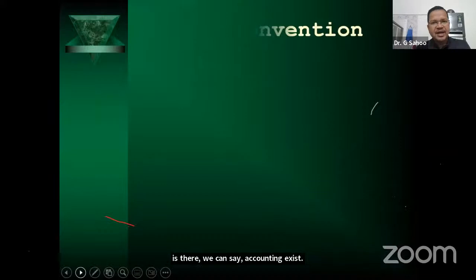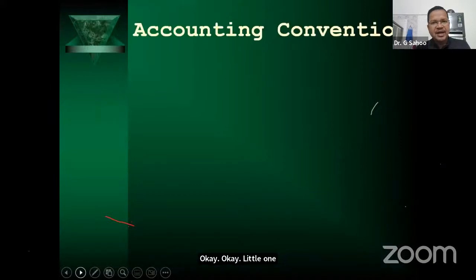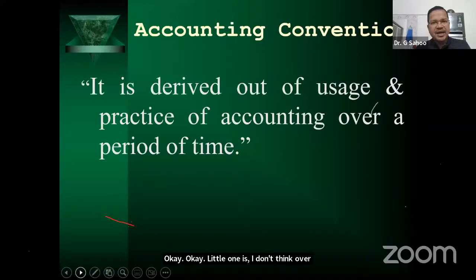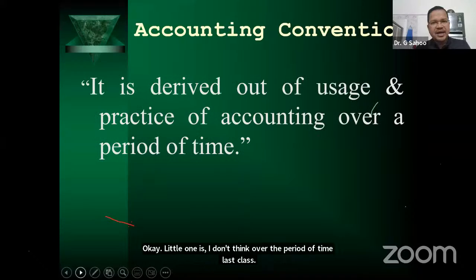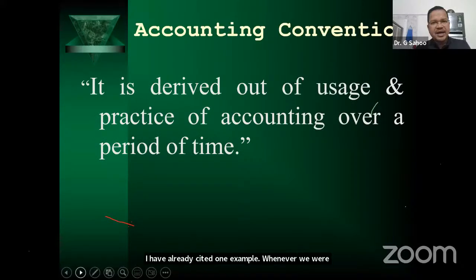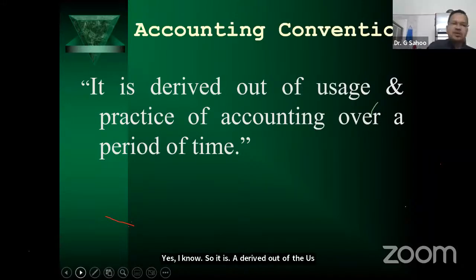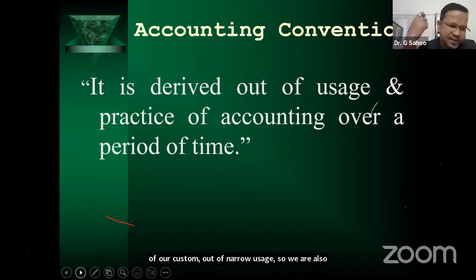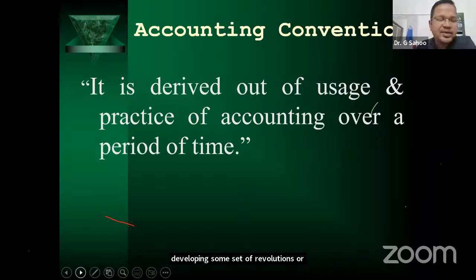Another one is derived out of the usage and practice of accounting over a period of time. Last class I already cited one example. Whenever we talk about 1 dozen bananas, simply the number 12 comes to our mind. 1 ream of paper is 500 sheets. Yes or no? So it is derived out of the usage and practice of accounting over a period of time. Out of our custom and usage, we also develop some set of regulations or rules. These come under accounting conventions.